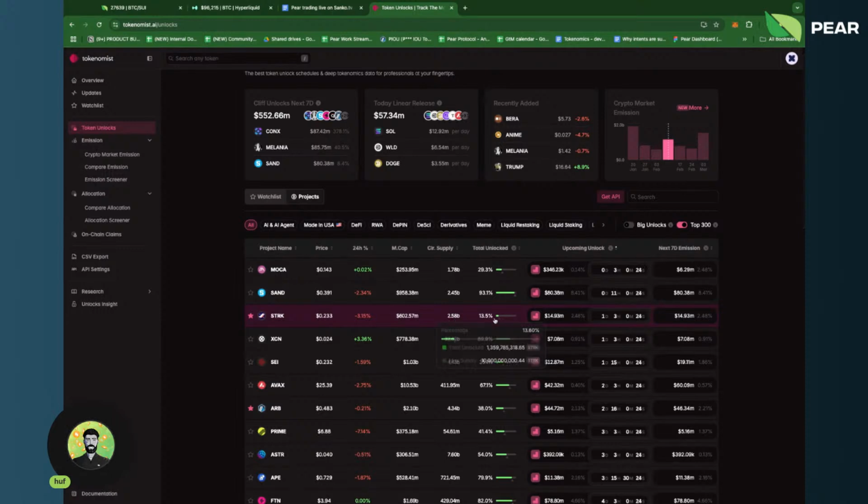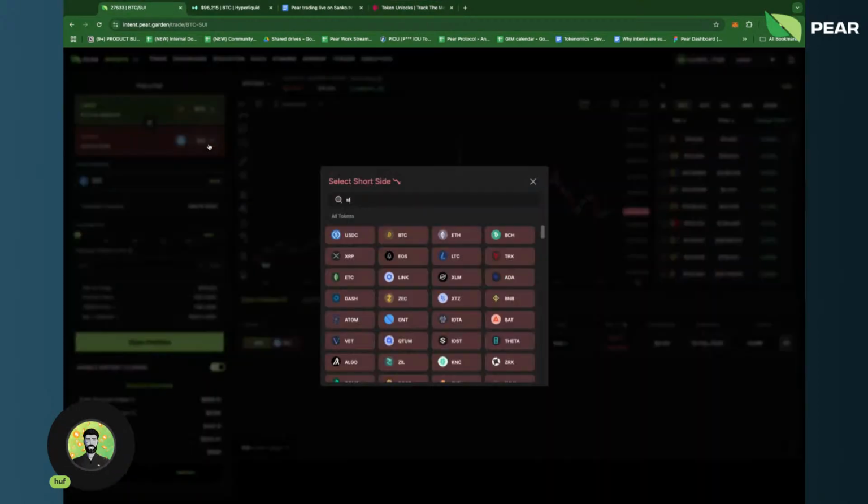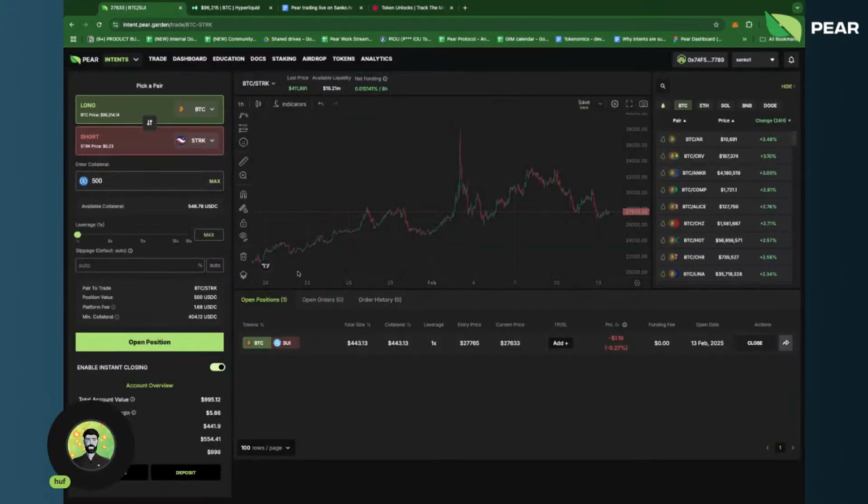And only 13.5% of the tokens have been unlocked. It's got another unlock coming up in a day, 2.48, like this. So let's quickly build a thesis on long Bitcoin, short Starknet.